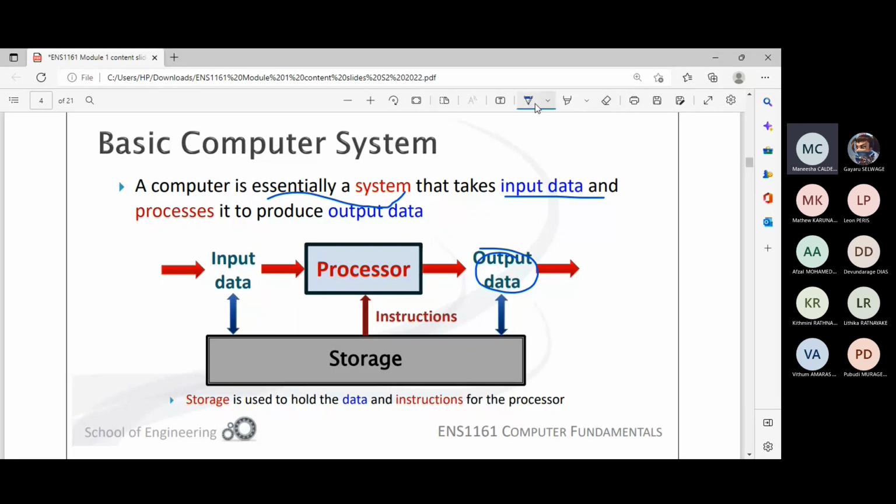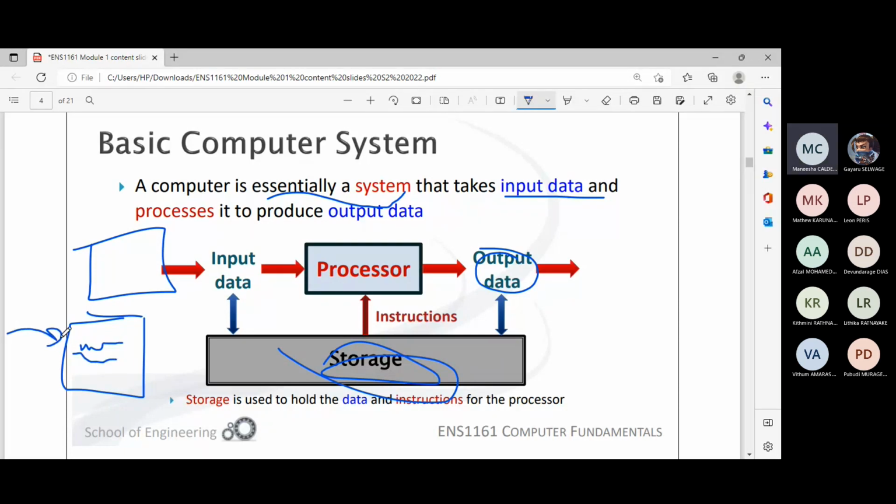If we take an example, here the input data might be a movie, which is stored in the storage, or it might come from an external source connected to the internet, such as a YouTube video. Or just think, if it is too complex, of a Word document. You are typing some text in here. There's a keyboard, an external factor that provides input for this document. Or there might be a microphone providing input. Almost all of these input devices provide input data to a computer.